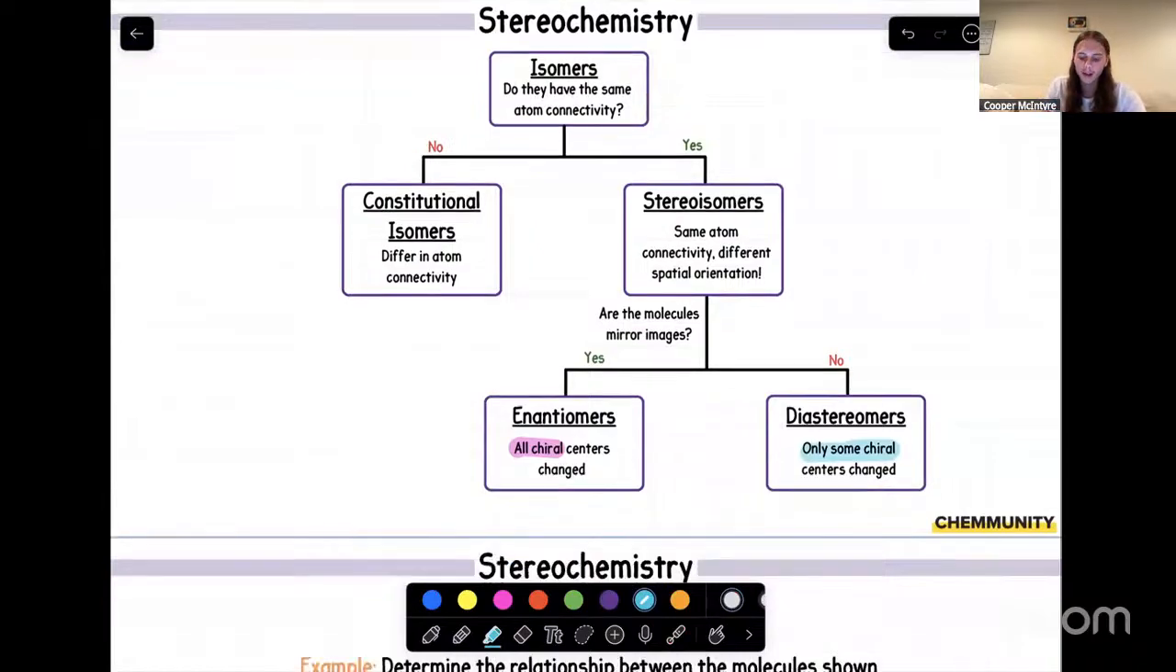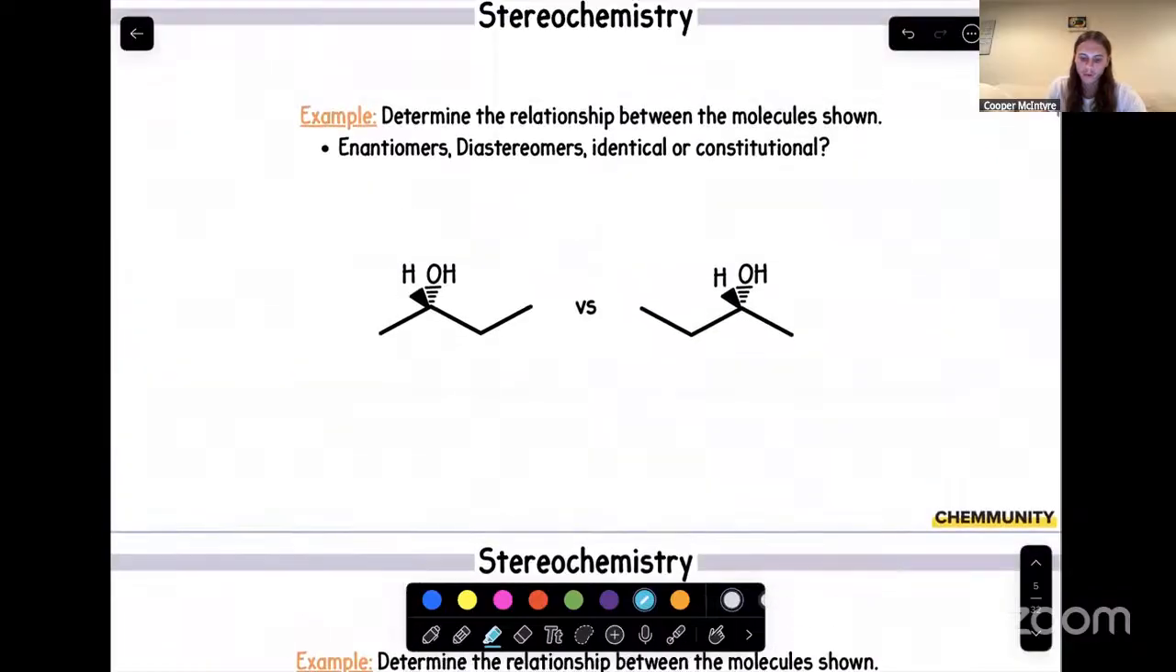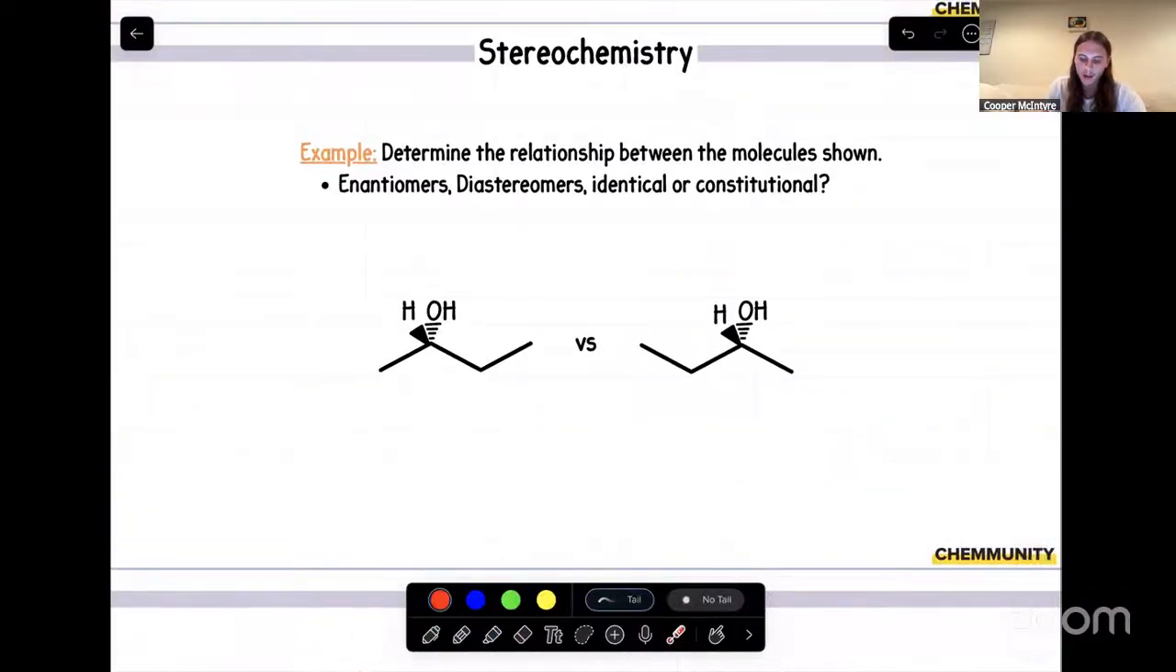So we'll go ahead and use that reasoning with our first example right here. For this next list of structures, we want to determine the relationship between the molecules, and they can either be enantiomers, diastereomers, identical, or constitutional isomers.